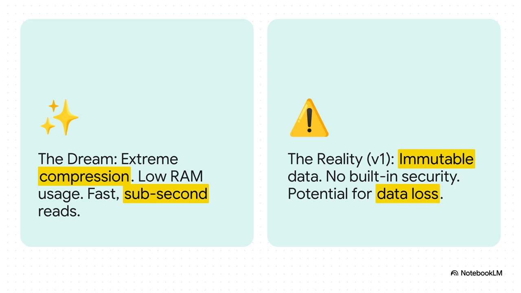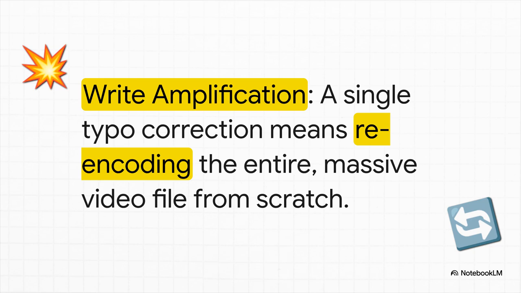And third, video compression can be lossy, which means there's a tiny but very real risk that the compression could create an artifact that makes a QR code totally unreadable. Not great. And all of that leads to what is probably the single biggest flaw, the real deal breaker for a lot of people. It's a problem called write amplification.